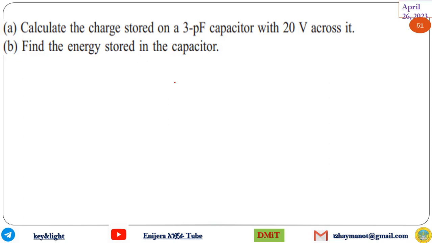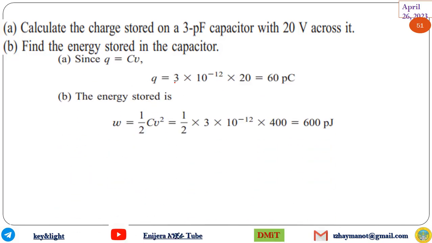Calculate the charge stored in a 3 picofarad capacitor with 20 volts across it and find the energy stored in the capacitor. This is the answer. Since the charge Q is equal to the multiplication of the capacitance times the voltage, which is 60 picocoulomb, and the energy stored in the capacitor is equal to half times C times V square, which is 600 picojoule.